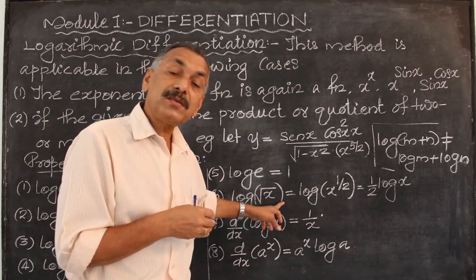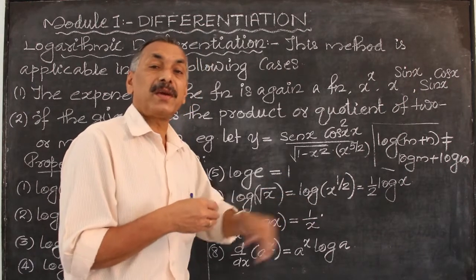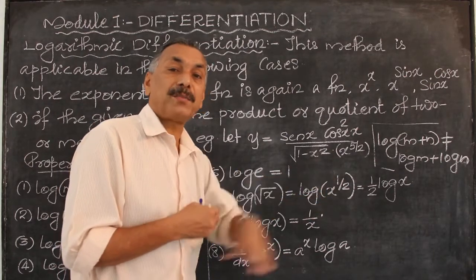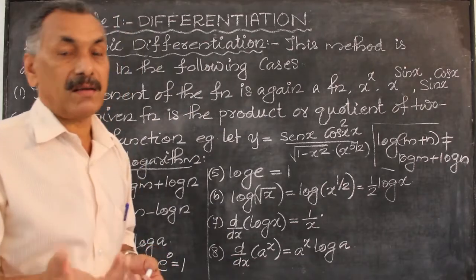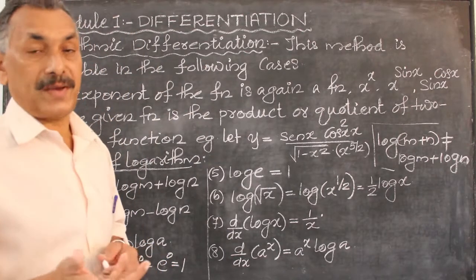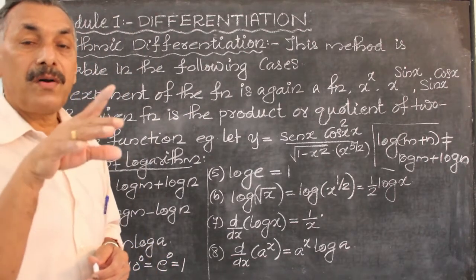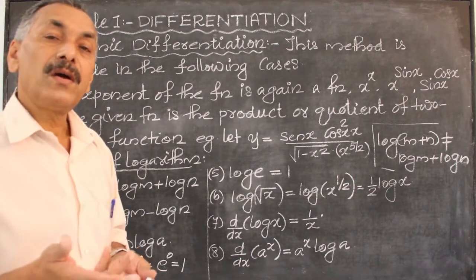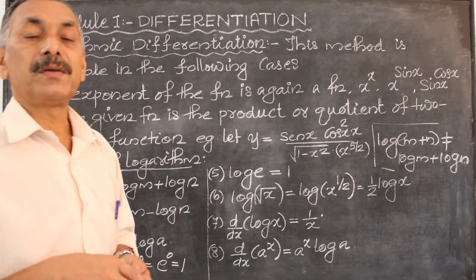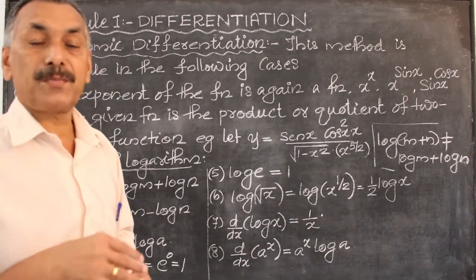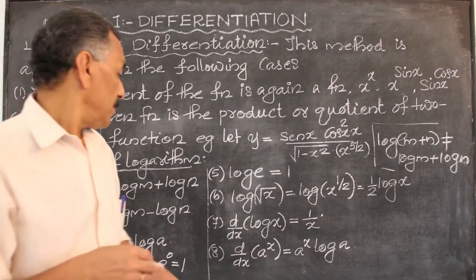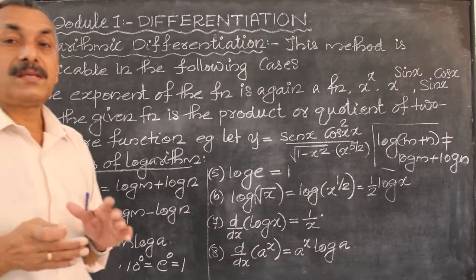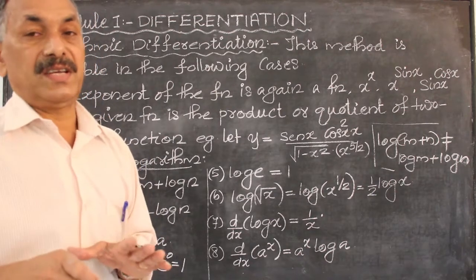What is the nth root of x? The nth root of x means x raised to 1 by n. Then the log of the nth root of x means log of x raised to 1 by n, which is equal to 1 by n into log x. Log of root of x square plus 1 means log of x square plus 1 raised to 1 by 2. That is equal to 1 by 2 into log of x square plus 1. That is the logarithmic differentiation.